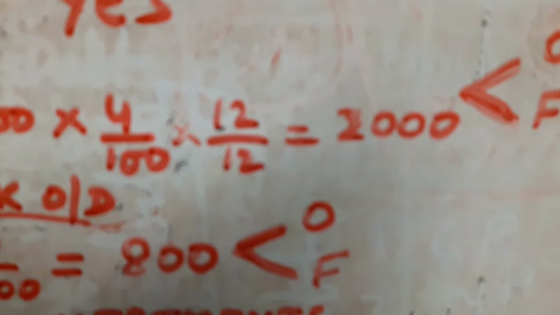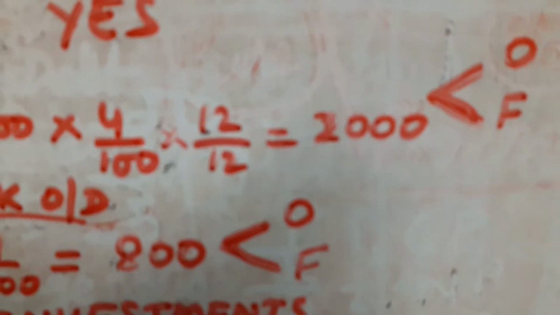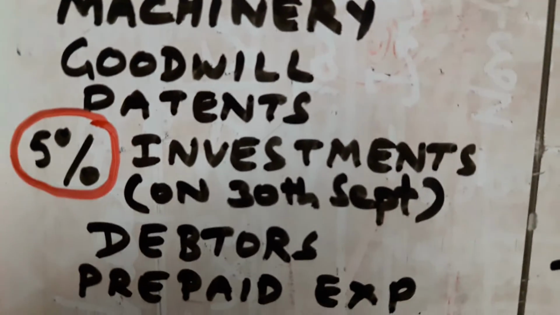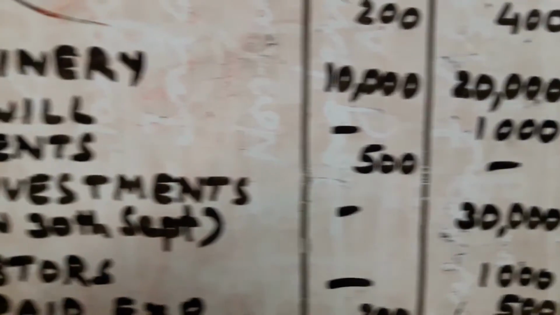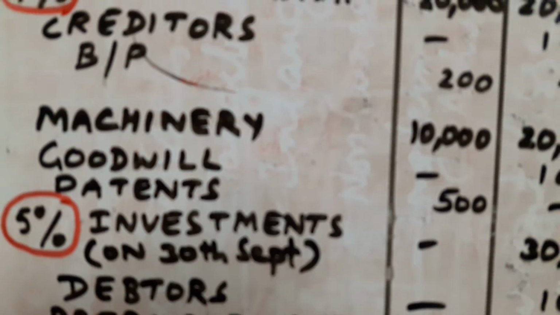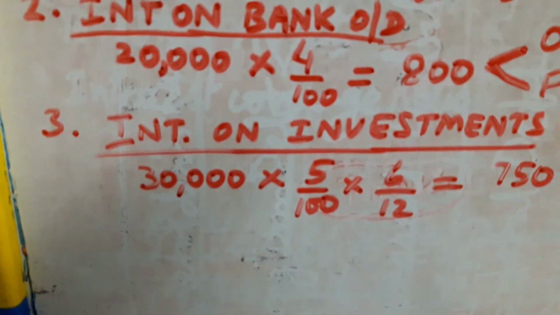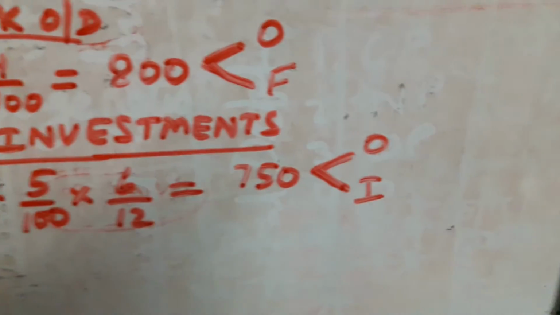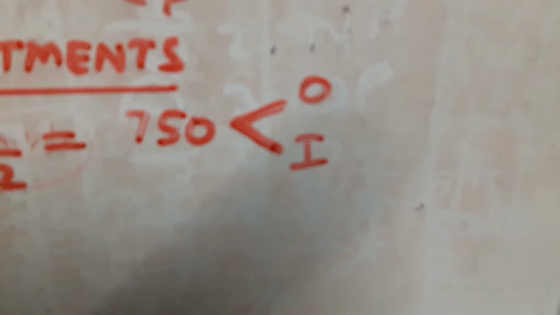Where will interest on bank overdraft go? One to the operating and the other to financing, so I've written that. The third rate is rate of interest on investment, and it is written on 30th September. That is, 30,000 was investment. On 30th September we got the repayment. Investment was refunded to us. So 6 months interest will be calculated. Interest on investment: 30,000 into 5 by 100 into 6 by 12. 750 is the amount, and this also will go to operating as well as investing.